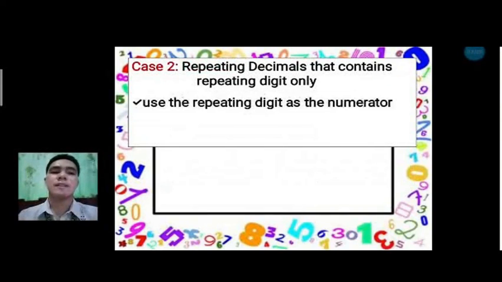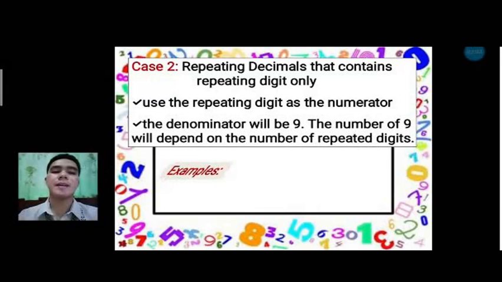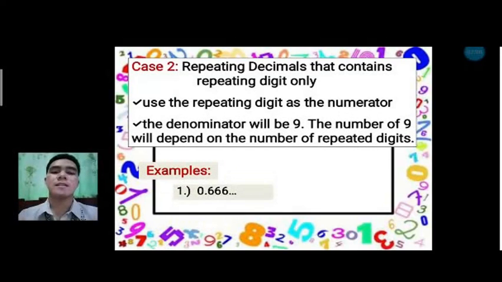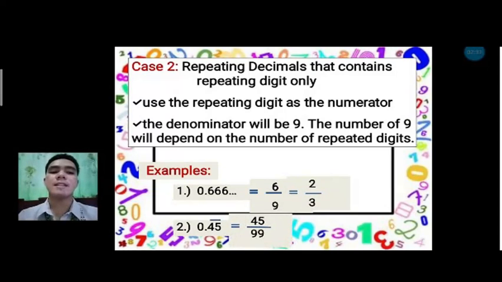So, like the example a while ago, we have 0.6666. The repeated digit is 6. That will be your numerator. Then how many repeated digits? That is 1. So, only one 9. 6 over 9 is 2/3 in lowest term. Same goes with 0.45 with vinculum. We have 45 over 99. And that is 5 over 11 in lowest term.